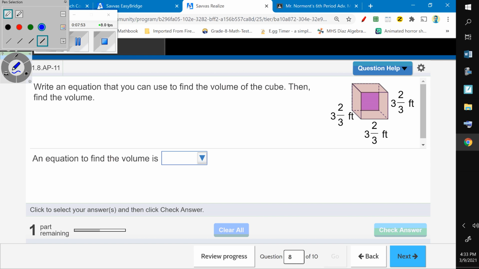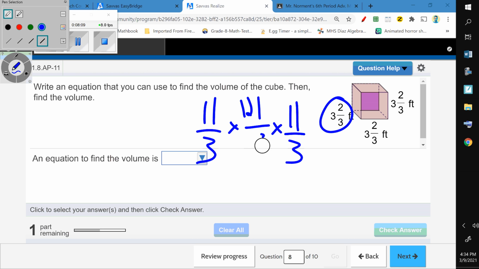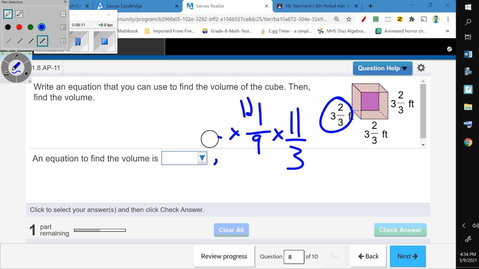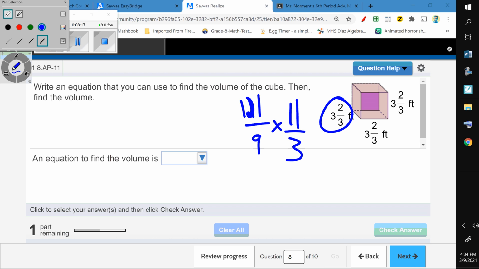Number 8. So this is the same type of thing. 3 times 3 is 9, plus 2 is 11 over 3, times 11 over 3, times 11 over 3. Now, 11 times 11 is 121. 3 times 3 is 9. So, finish that on your own. 121 times 11 over 9 times 3.